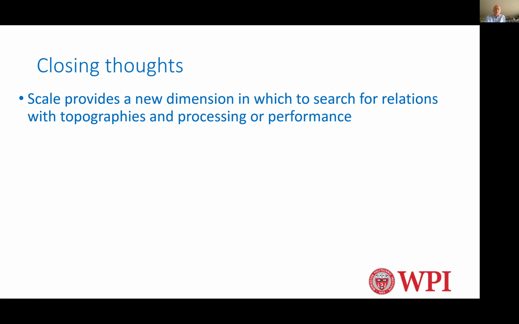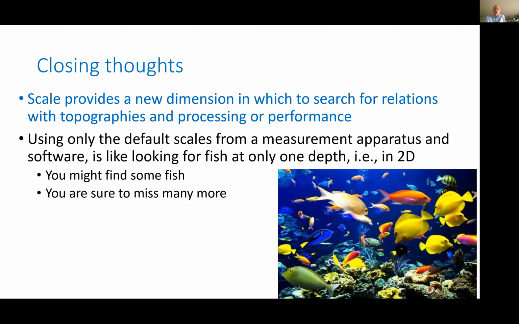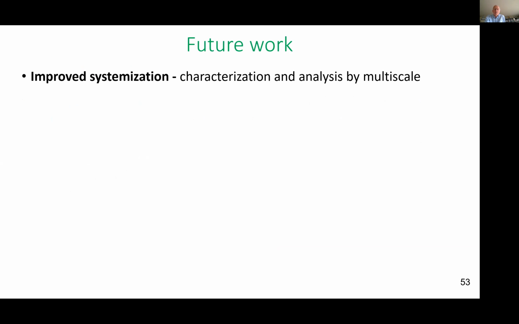So some closing thoughts. We get a new dimension if we use scales for looking for relations with processing and performance. If we only use the default scales that are in most of the current software, it's sort of like going fishing at just one depth. We might find some, but we're going to miss a lot of them. So the message: use multiscale geometric characterizations and analyses.